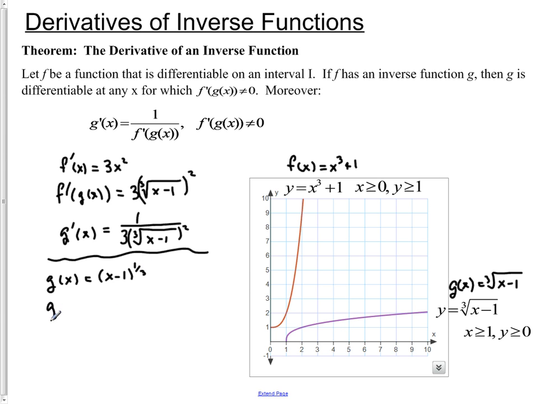So by our chain rule, g prime of x is equal to 1/3 times x minus 1 to the 1/3 minus 1, which is negative 2/3 power. Well, if we work that out, we've got 1 over 3 times the quantity x minus 1 to the 2/3 power, and making the observation that we have a cube root that is being squared, we do indeed have g prime of x. Well, this is an interesting result.